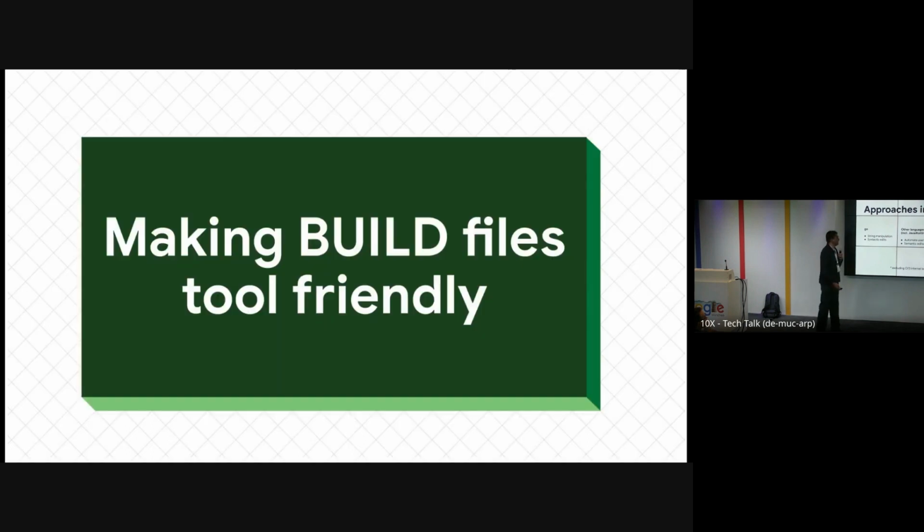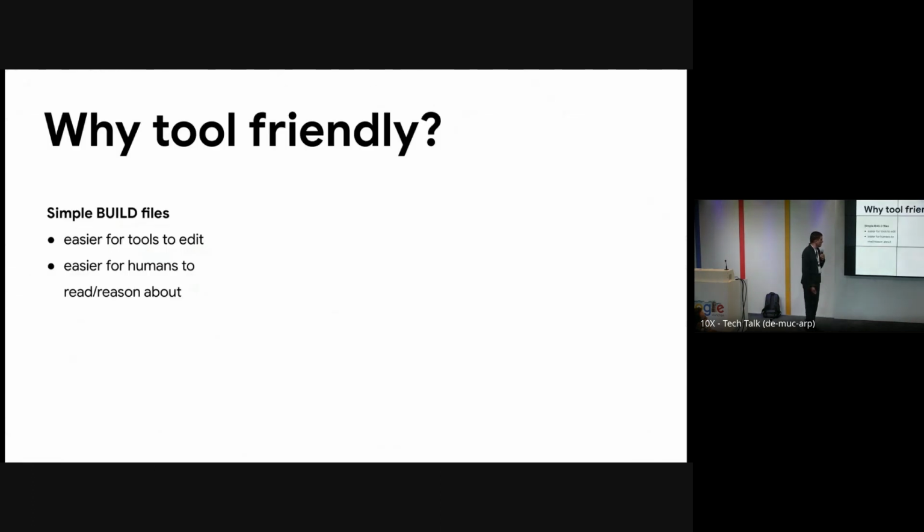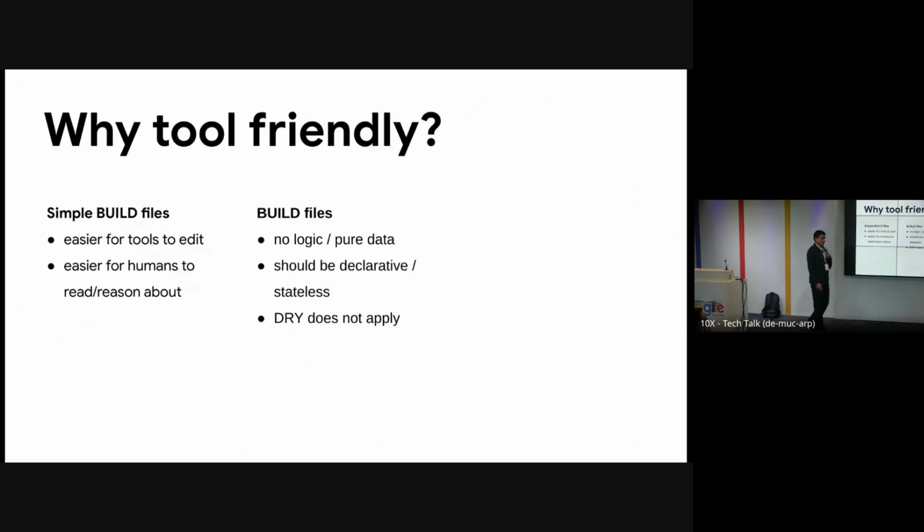So it makes sense there. Okay. The last section is how you can help make your build files more tool friendly, right? So why do you want to make them tool friendly? Because it's easier to make them easier for tools to edit, and more importantly, it's also easier for humans to reason about. Remember, build files should have no logic, pure data, declarative, and stateless. That's what you should aim for.